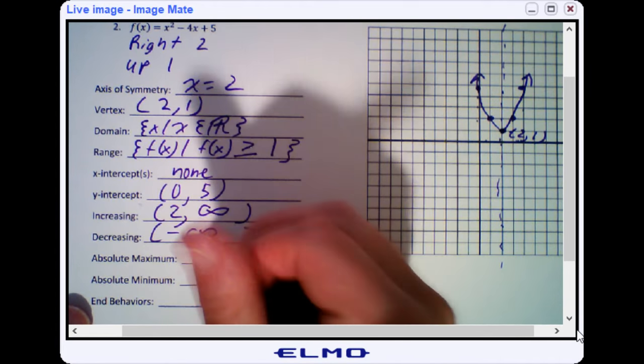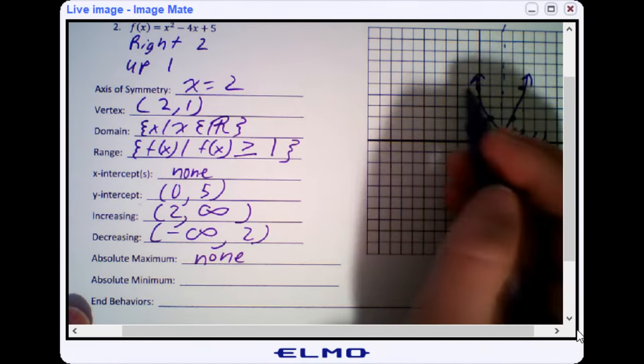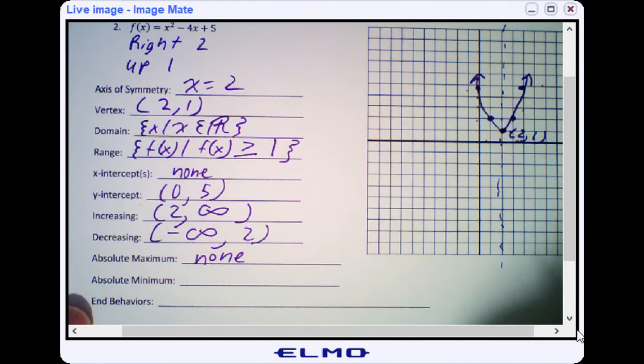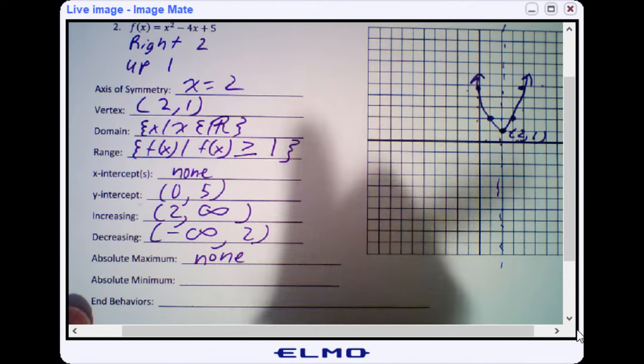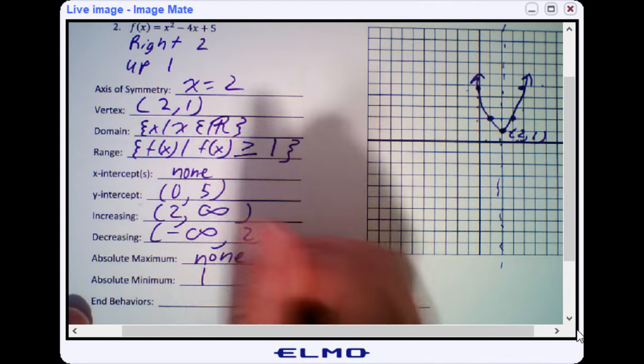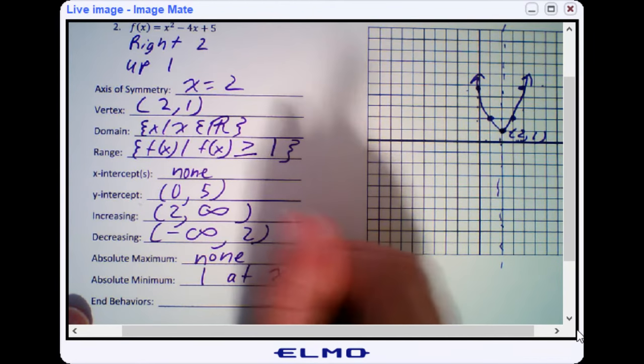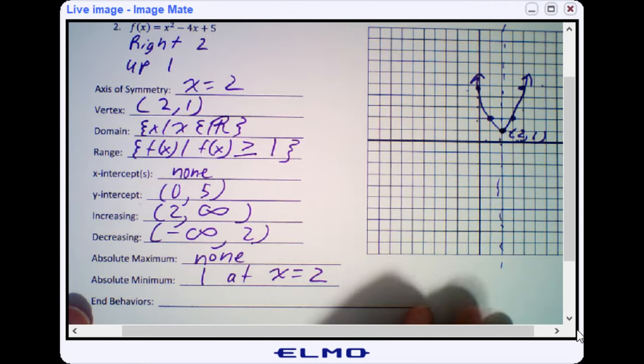Absolute maximum, I will not have one here because I go up forever in both directions. My absolute minimum is going to be my vertex, or (2, 1). So we have our y value at x equals 2 here, so 1 at x equals 2.